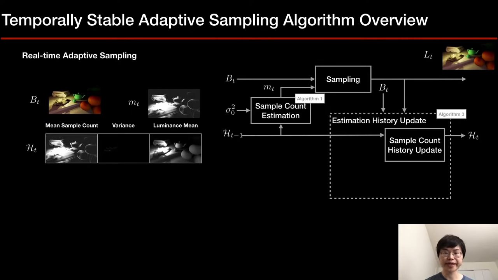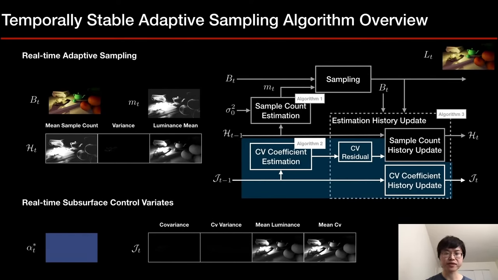Each time we get the pre-integrated lighting, a sample count is estimated for each pixel based on history in the previous frame. After sampling, 3 history channels are updated for sample count estimation: the mean sample count, the variance, and the mean luminance. For our real-time subsurface control variate, we added another history texture to store the compact history for control variate coefficient estimation. The 4 channels are covariance, control variable variance, mean luminance, and mean control variable. The control variate residual replaces the luminance in the real-time adaptive sampling algorithm.